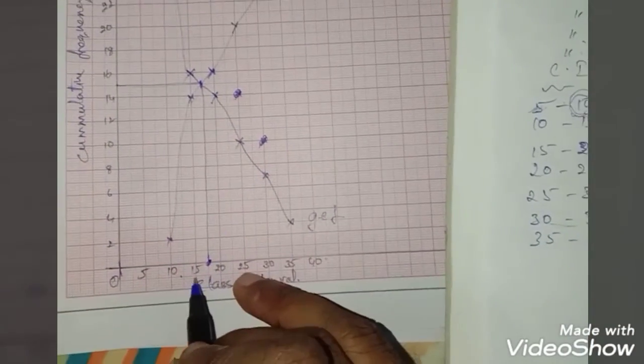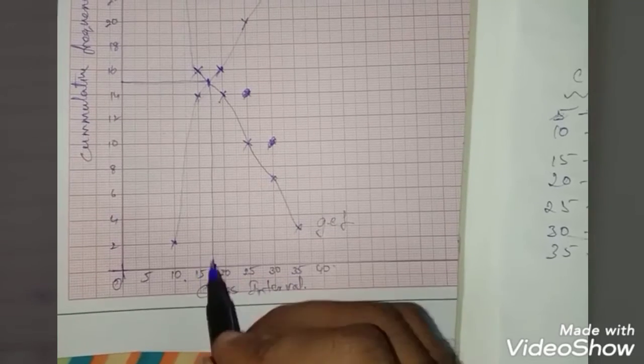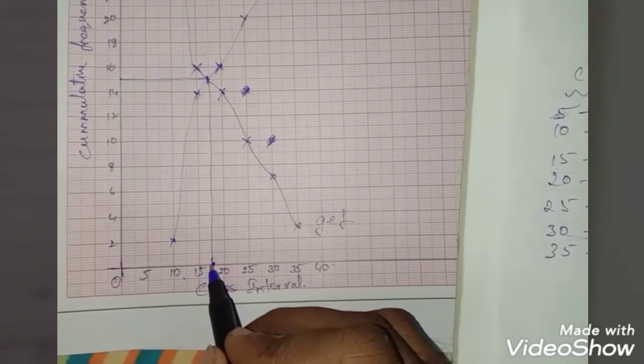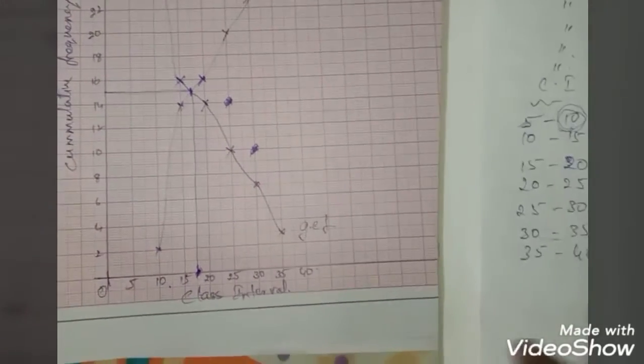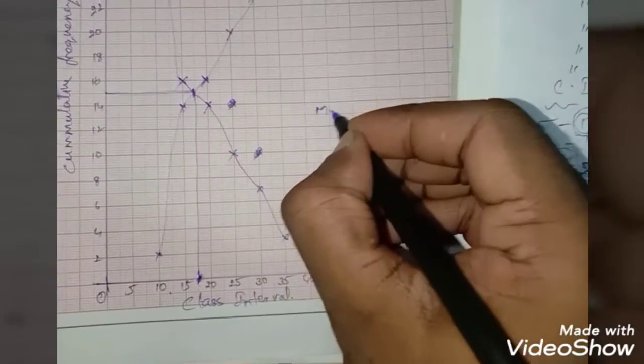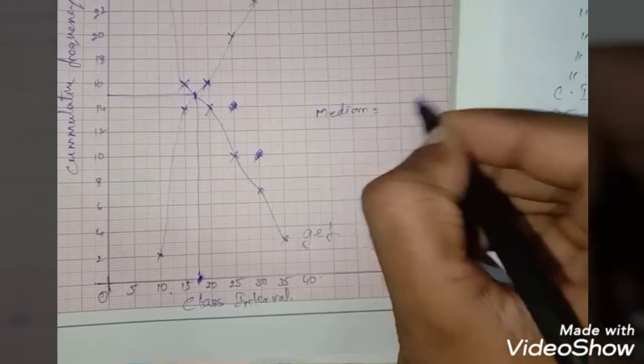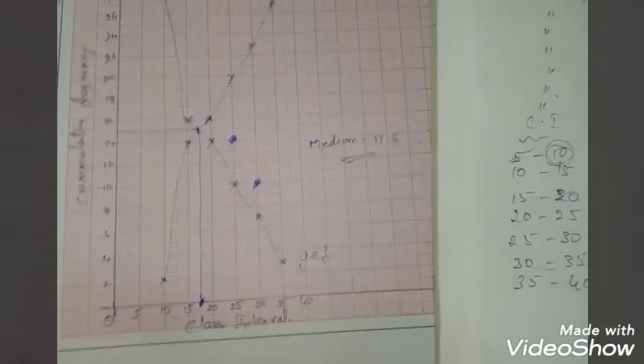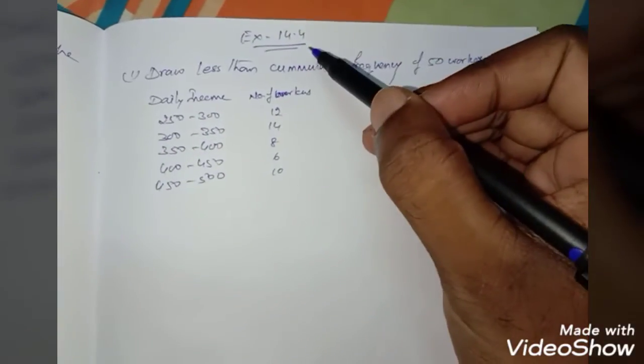So median, if I count, the median is approximately given as 17, 15, 16, 17, so 17.5. So I can write here, median is equal to 17.5. So like this we are finding our median by using LCF and JCF. Okay, so we will start here exercise 14.4.